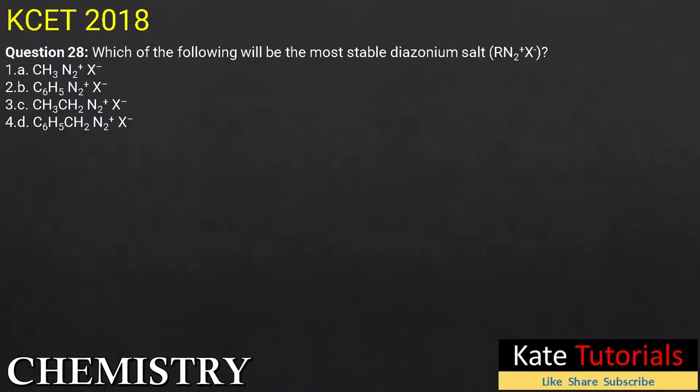Coming to the 28th question: which of the following will be the most stable diazonium salt, RN2 plus X minus? So diazotization, let me explain it. Here I have a benzene ring.